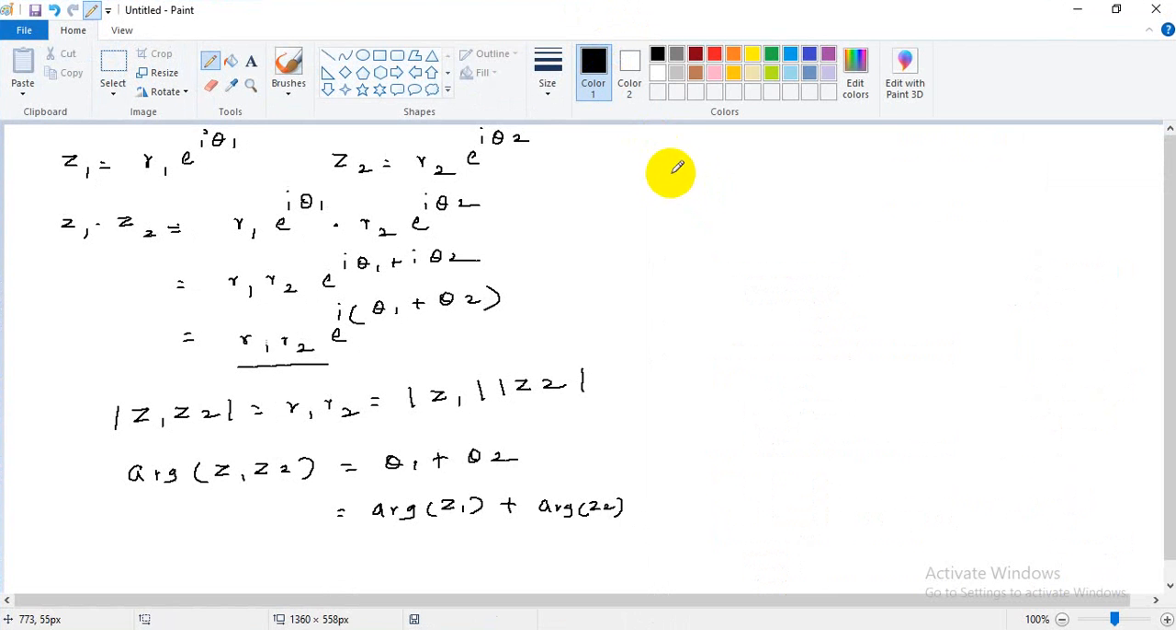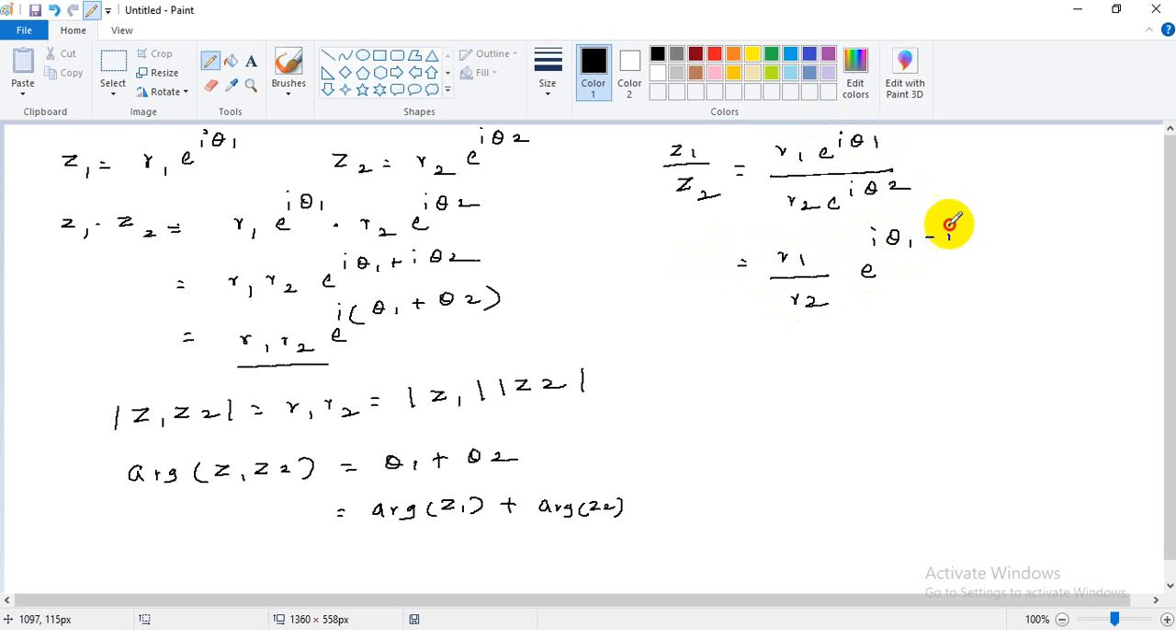Similarly, you can think of Z1 upon Z2. Z1 upon Z2, let us see what will happen. Your Z1 is R1 e raised to i theta 1. So the numerator is R1 e raised to i into theta 1 divided by Z2, which is R2 into e raised to i into theta 2. Now this is R1 upon R2, and here it is e raised to i theta 1 divided by e raised to i theta 2. So it will be e raised to i theta 1 minus i theta 2. So it is R1 upon R2 into e raised to i into bracket theta 1 minus theta 2.